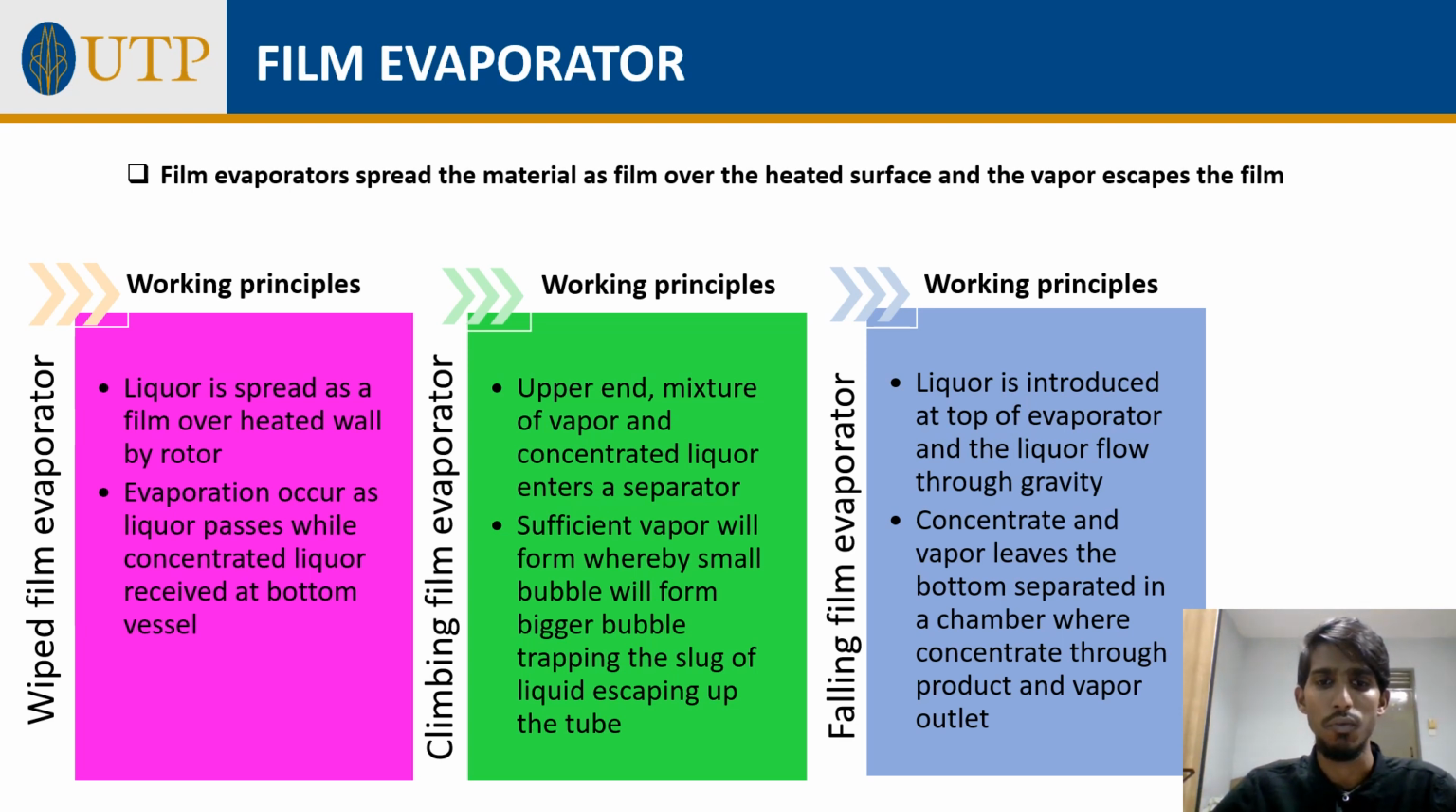Next is the falling film evaporator. The liquid product usually enters the top of the evaporator through gravity. The liquid enters the heating tube and forms a thin film on the tube wall where it flows downwards at boiling temperature and is partially evaporated.